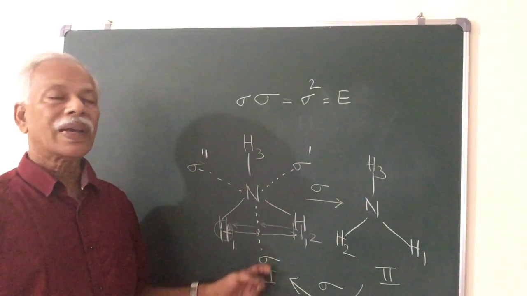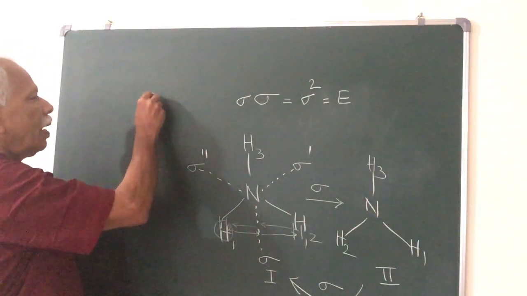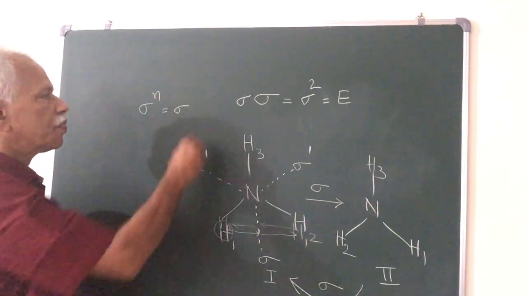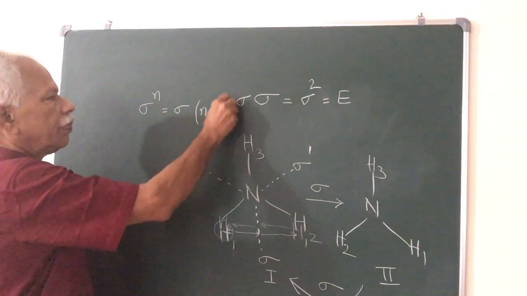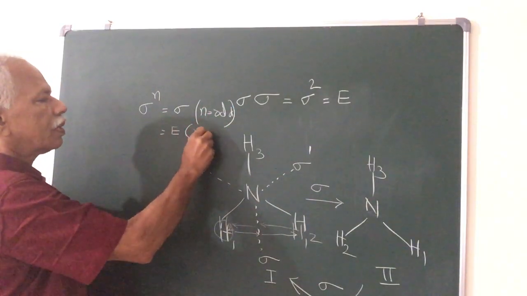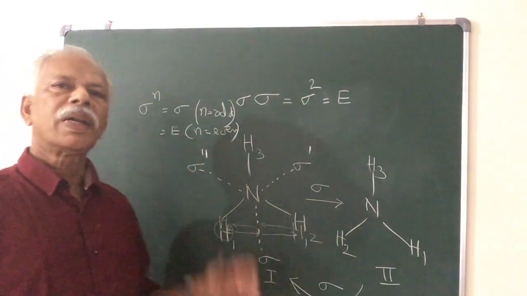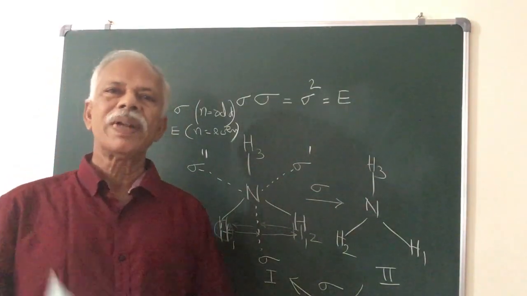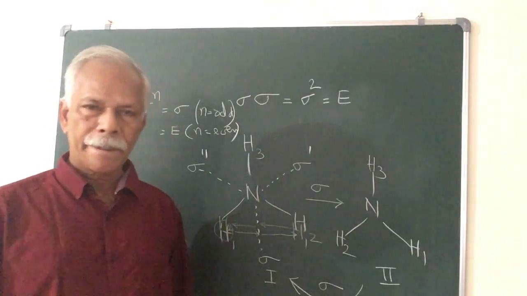Therefore, we can write an equation. Sigma to the power n is equal to sigma if n is odd, or equal to identity if n is even. So apart from identity, the plane of symmetry generates only one distinct operation, which is sigma itself.